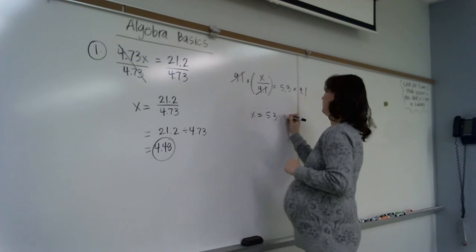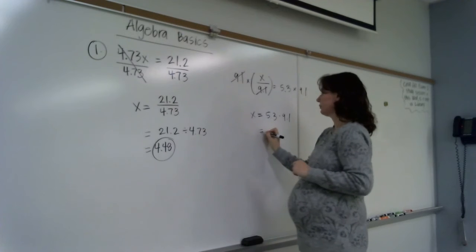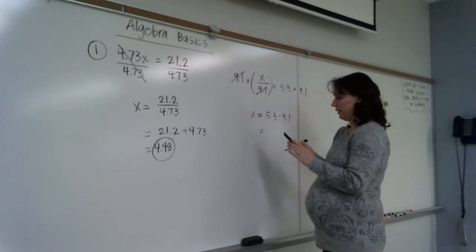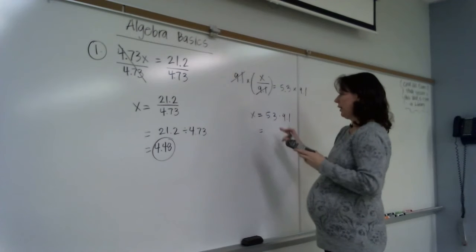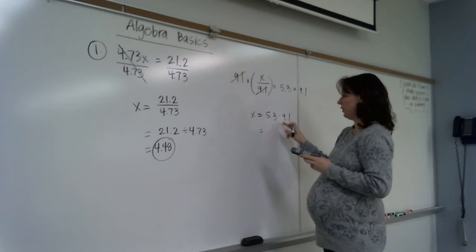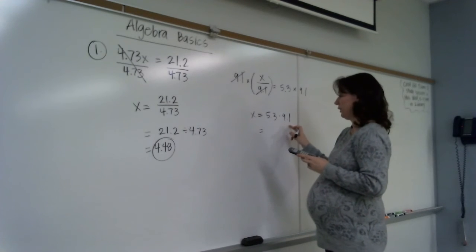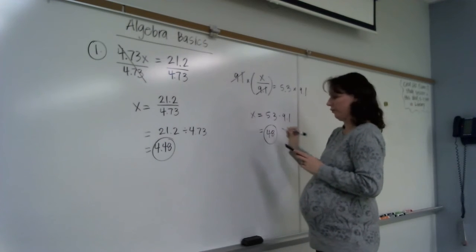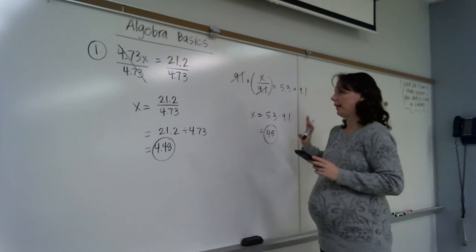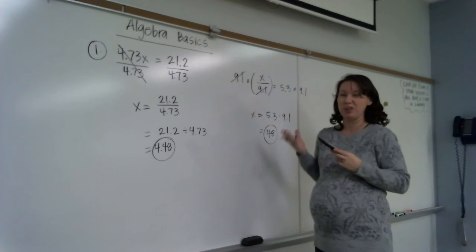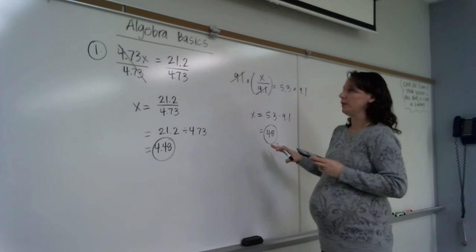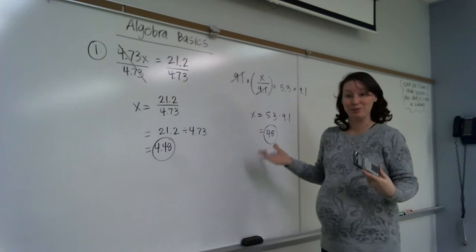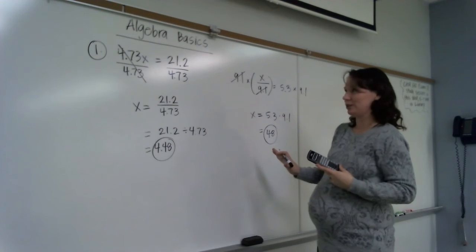5.3 times 9.1. So in my calculator, I would say 5.3 times 9.1. I've got two significant figures here, two significant figures here, so my answer is going to have two significant figures as well. Again, there's a whole video series on how to figure out number of significant figures, which really isn't the goal of this video. The goal of this video is just solving for x. How do I solve for x? If it's been a while since this is something you've done, it's good to take a few minutes to refresh.